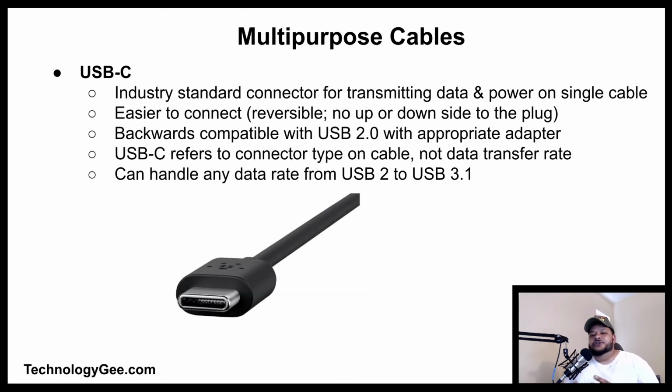Next, we have what is called USB-C, and this is an industry standard connector for transmitting both data and power on a single cable. The USB-C connector is easier to connect because it is reversible, so there is no up or down side to the plug. And with the appropriate adapter, it allows for backwards compatibility to USB 2.0. The USB-C standard refers to the connector type of the cable, not the data transfer rate of the cable. USB-C can handle any data rate from USB 2 to USB 3.1.